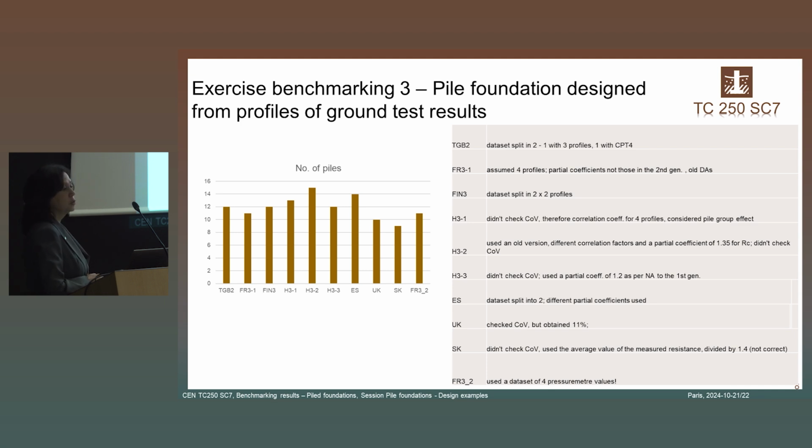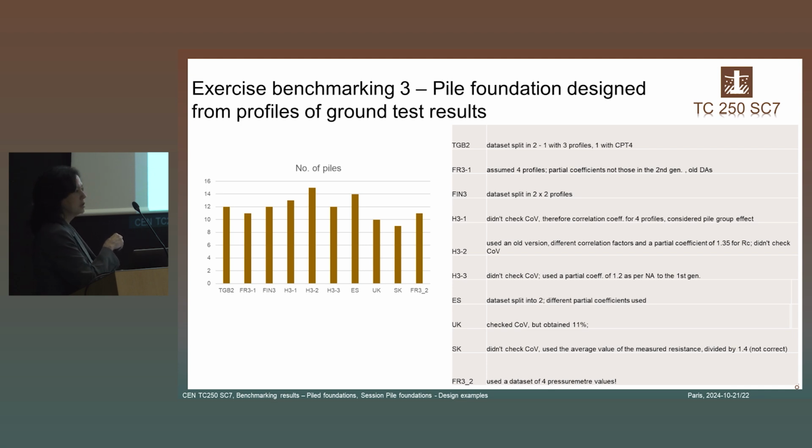TGB2 found 12 parts, as Patrick presented just some minutes ago. And then we have here 11, 12, 13, 15, 12, again 14, and here 10, 9, and 11. Let's take a look at what happened here.